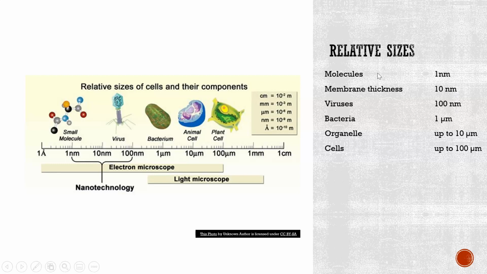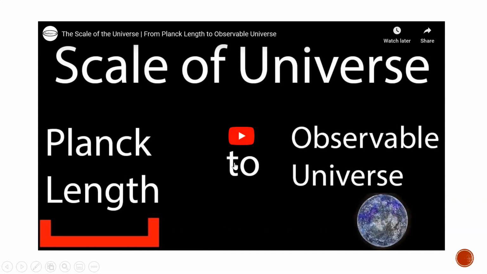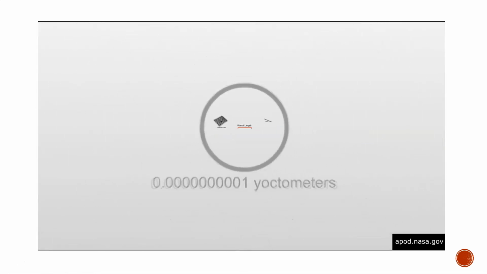Now, if we're looking at relative sizes, we've got some different items here that you would know of, different organelles, some organisms and some structures that you would have heard of. And we've got their relative sizes there. So now we're looking at the smallest parts of our universe, and we'll go right through to the biggest parts of our universe.